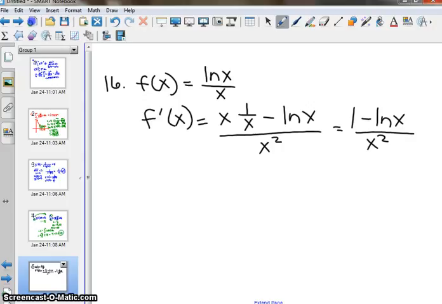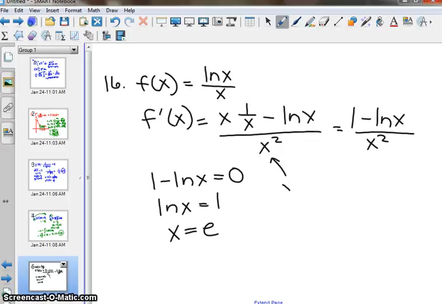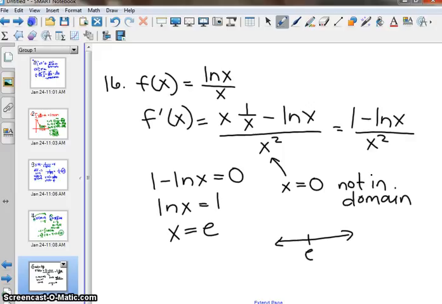I want to know where it's equal to 0. So 1 minus natural log of x is equal to 0 when natural log of x equals 1, or x equals e. We also look at the denominator and see that x would also be 0, but 0 is not in the domain, so we're not going to worry about that. I put e on my first derivative number line, and it goes positive, negative. So it is decreasing on the interval from e to infinity. So the correct response was E.